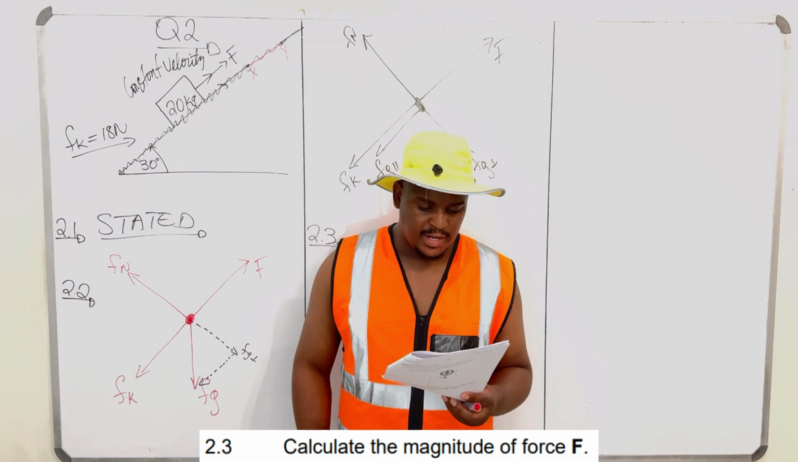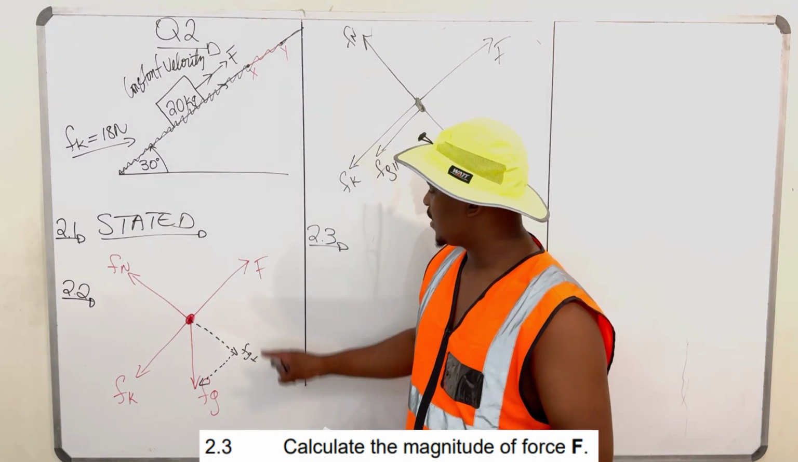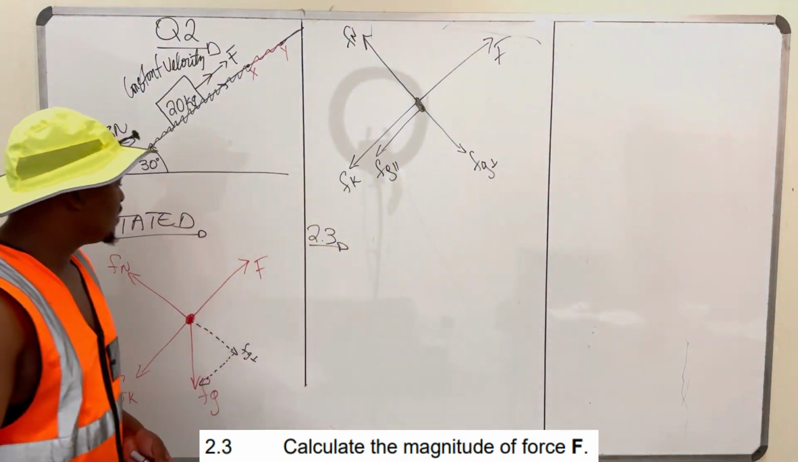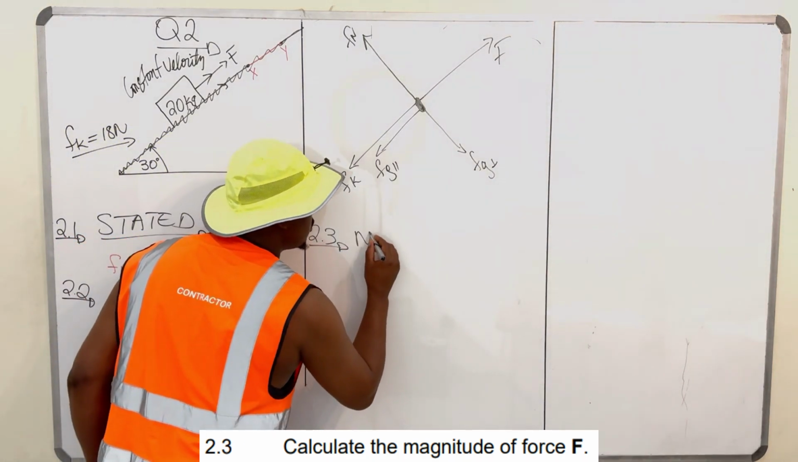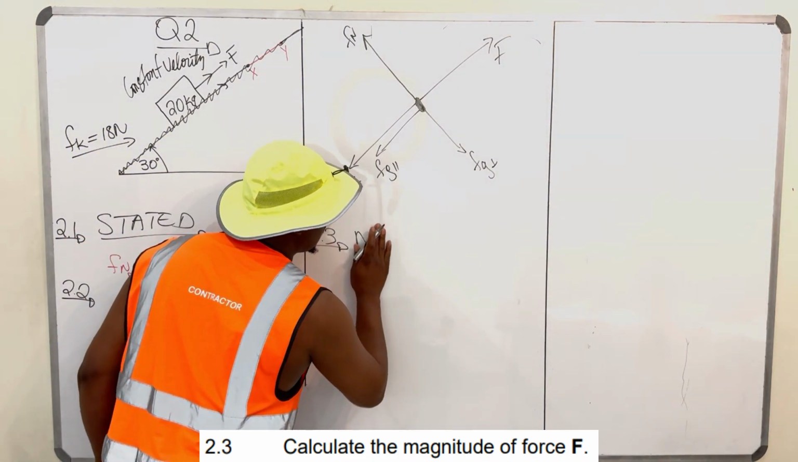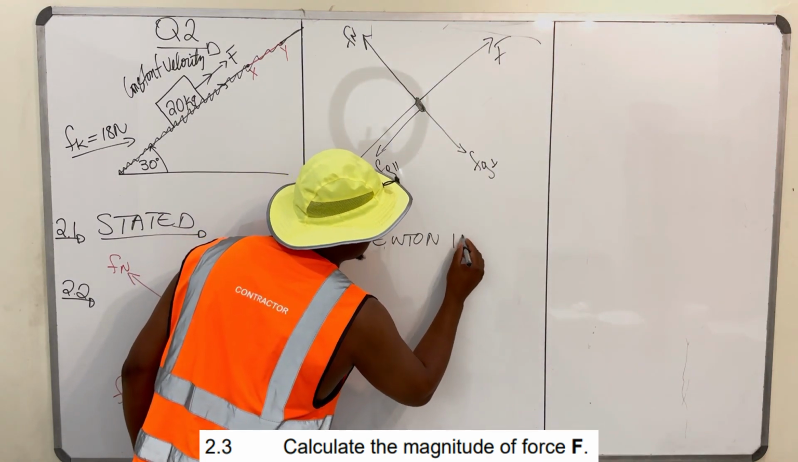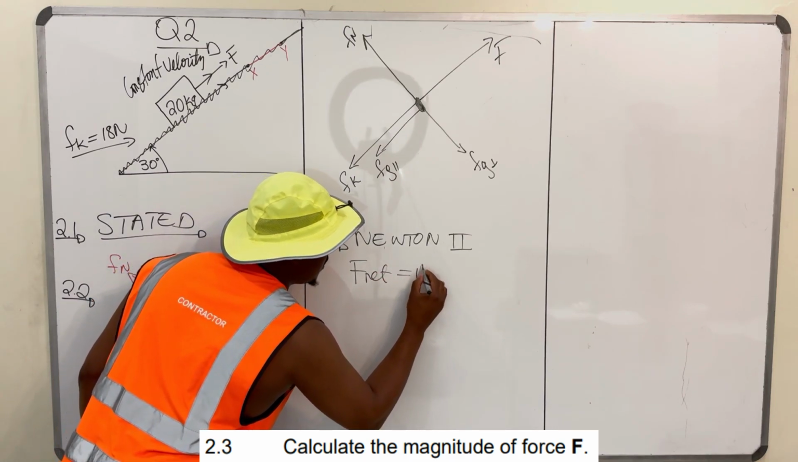They're saying calculate the magnitude of force F. So they want us to find the magnitude of force F. No problem. To do this, we use Newton's second law of motion, which is F net is equal to ma.